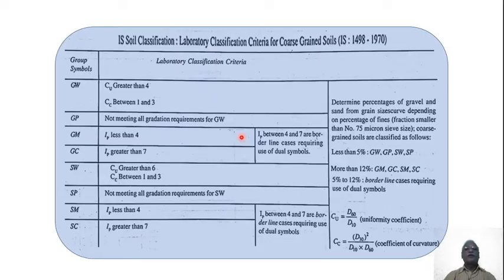Okay, here is all that in a nutshell. Group symbols are GW, GP, GM, GC, SW, SP, SM, SC. If the gravel is well graded, then Cu has to be greater than 4. If the sand is well graded, then Cu has to be greater than 6. Cc is between 1 and 3. Here also it is between 1 and 3. To tell that it is a silty gravel, IP is less than 4. For GC, IP is greater than 7. Similarly, IP less than 4 is silty, IP greater than 7 is clay. Right?